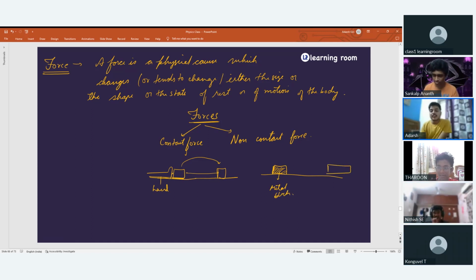I'll keep a magnet here, and then it will itself get attracted. It's a metal, so it's not stainless. This is non-contact force.